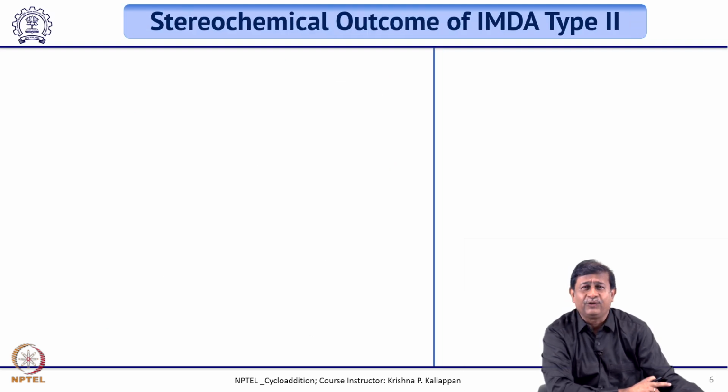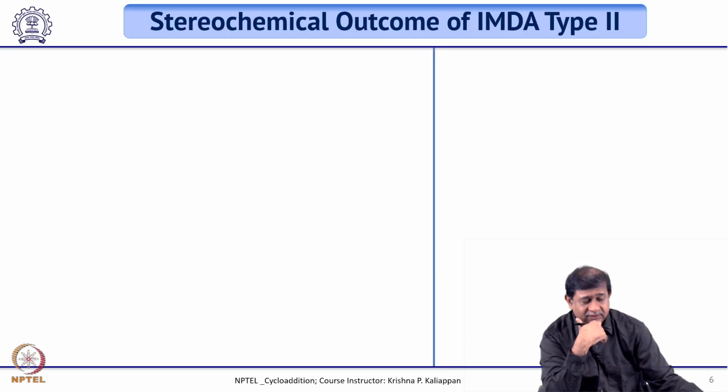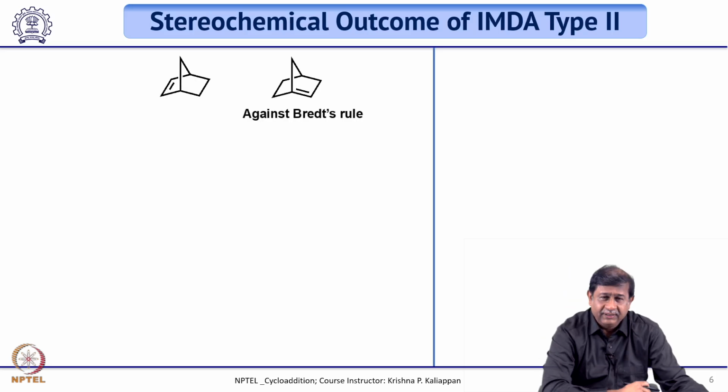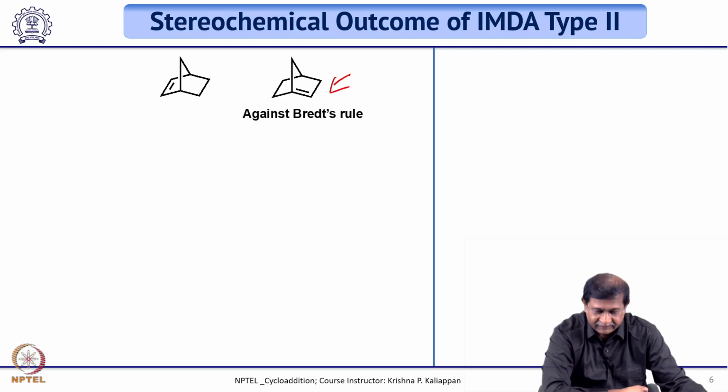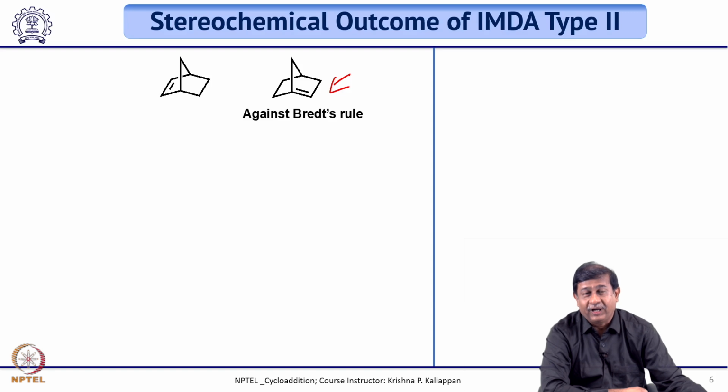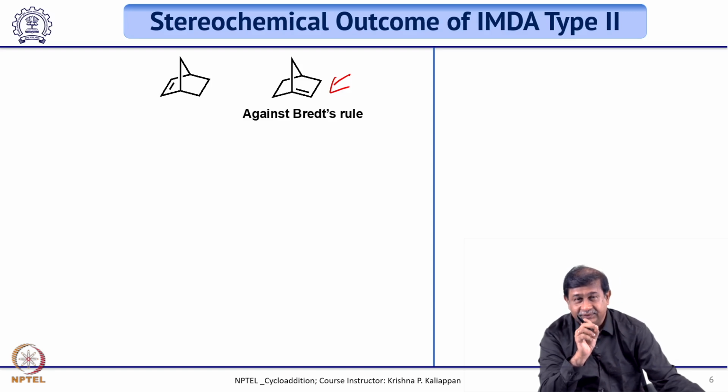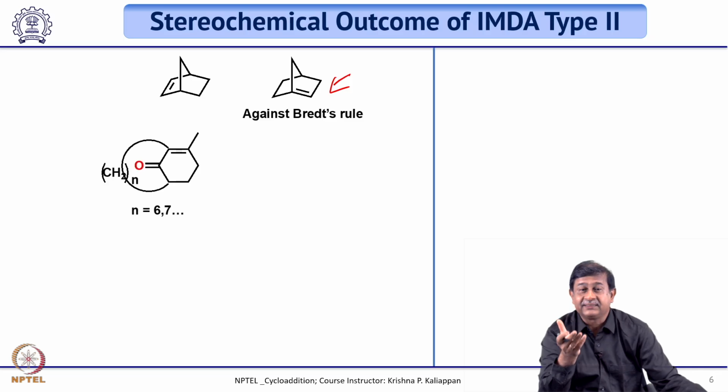So how about the stereochemical outcome? We discussed in detail the intermolecular Diels-Alder reaction and its stereochemical and regiochemical outcome. How about the stereochemical outcome of IMDA type 2? We already discussed that this is a unique Diels-Alder reaction where you get a double bond which is against Bredt's rule. So in addition to the 6-membered ring, as you know, when you do a Diels-Alder reaction you get a cyclohexene ring, but the size of the second ring decides whether this reaction will go or not.